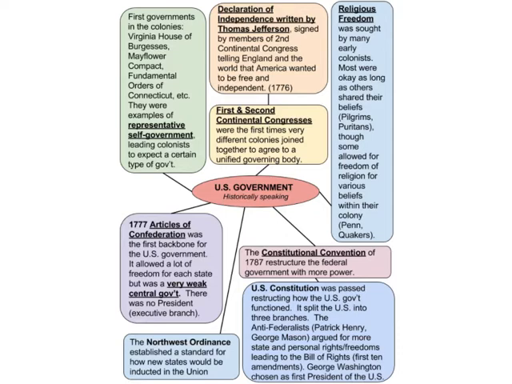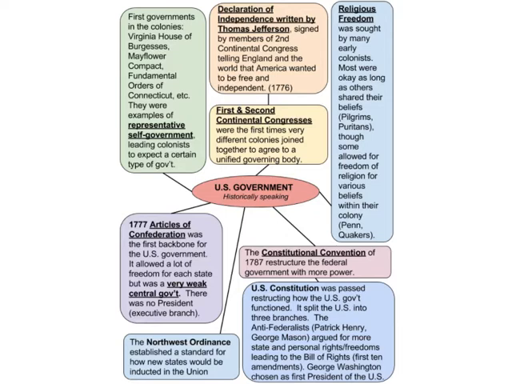Another thing, you have the First and Second Continental Congress, which I already talked about, where this was the first time these very different colonies joined together to agree on a unifying governing body. That's the First Continental Congress. And then the second one, we just got through talking about, they declared independence in the Declaration of Independence written by Thomas Jefferson.